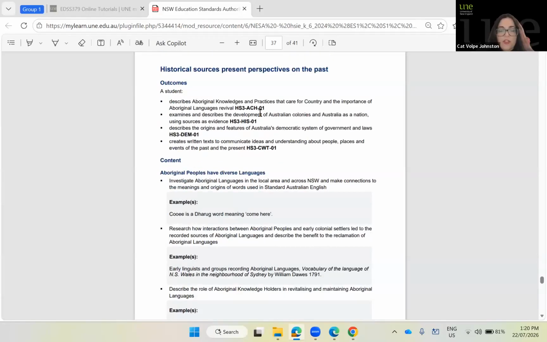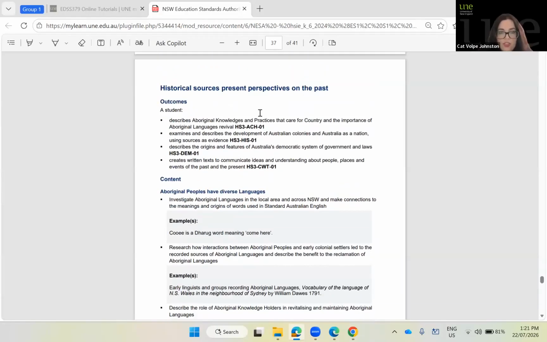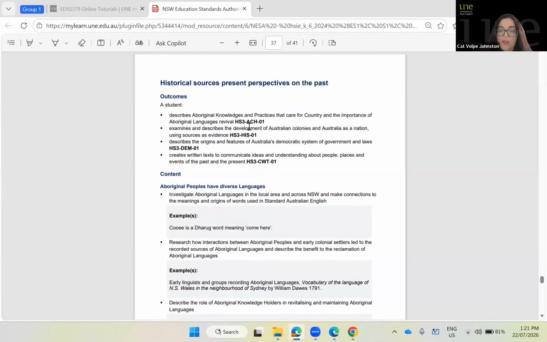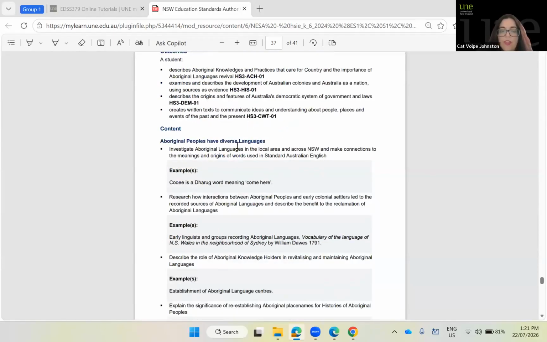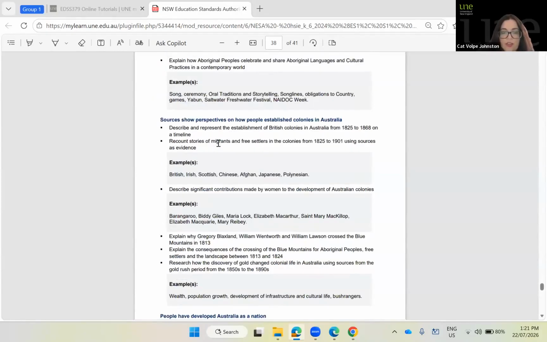Just before we move on, I want to show you the history unit for stage 3. So again, as I mentioned, there's 4 outcomes here, the democracy and the creating written texts. Again, alongside the Aboriginal focus outcome and the stage 3 specific history outcome. Aboriginal peoples have diverse languages. That's the focus for stage 3. Sources show perspectives on how people established colonies in Australia.